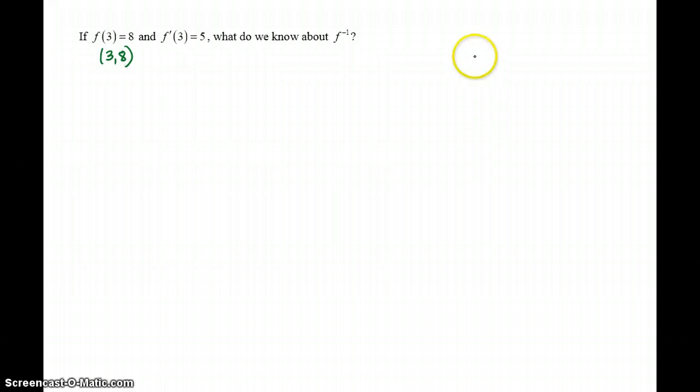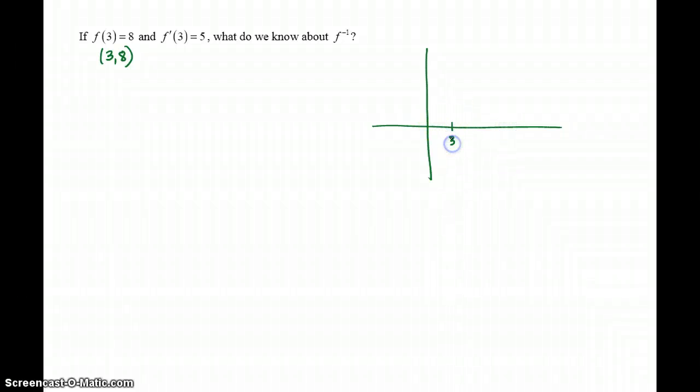So if I made a little sketch at (3, 8), I have this curve, and I'm not really sure what it looks like, but I do know it has a positive slope there. And that positive slope is 5. So f prime of 3 is 5.